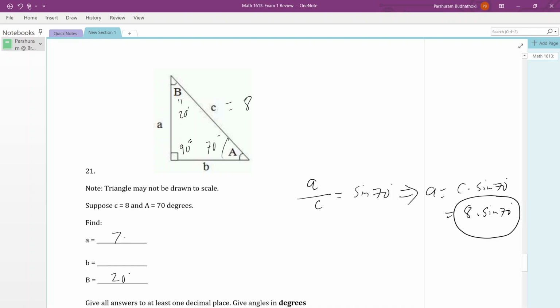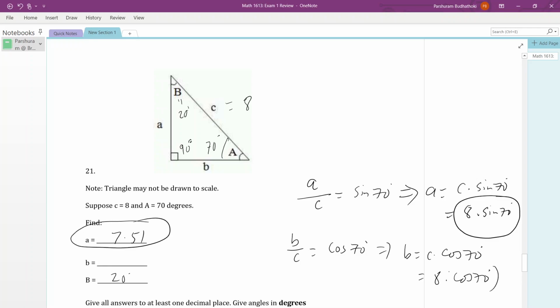8 times sine 70 degrees will give you 7.51 for a. If we do the same thing, b over c, base over hypotenuse, it is actually the cosine function, cosine 70 degrees. So base is c times cosine 70 degrees, which is 8 times cosine 70 degrees. If I use my calculator, it will be 2.74. So that's problem 21.